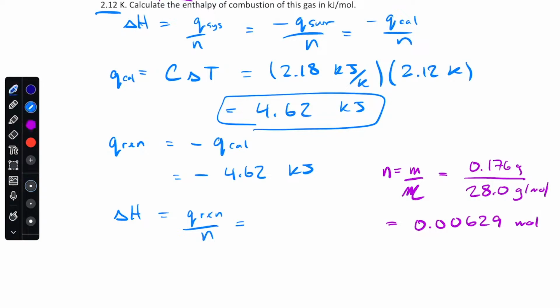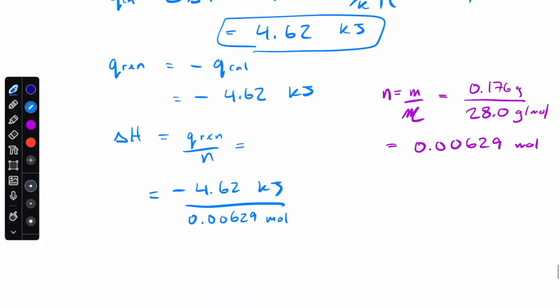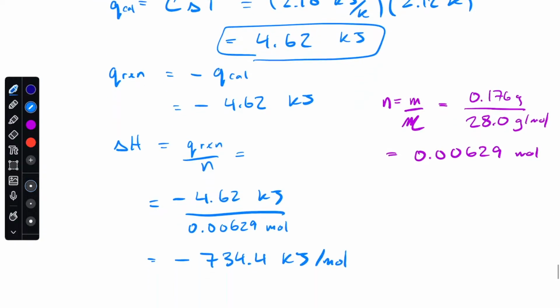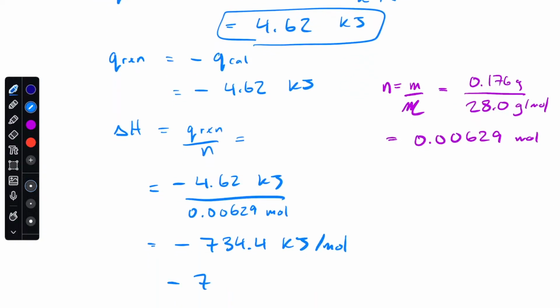All right, so let's use that down here. Minus 4.62 kilojoules divided by 0.00629 mole equals minus 734.4 kilojoules per mole. That's probably way too many sig figs. I guess everything we are given is 3, so let's just make it minus 734 kilojoules per mole. That way our sig figs will match up with what we're expecting.